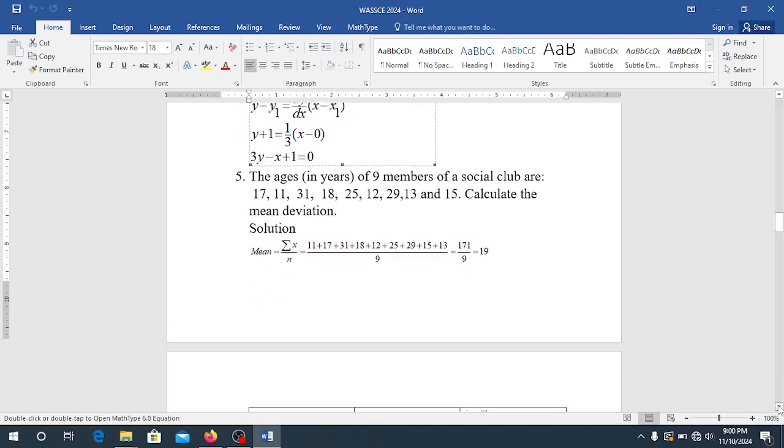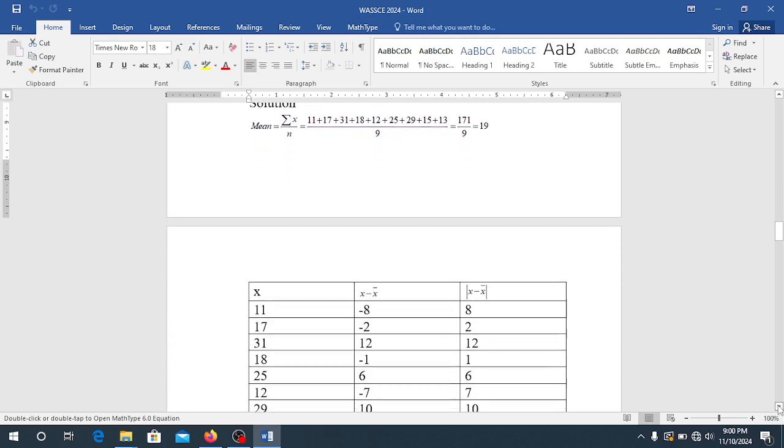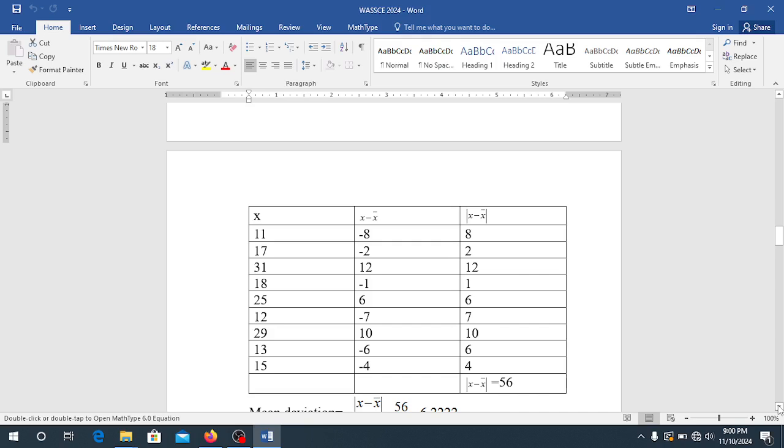To find mean deviation, you construct your table. You have x minus mean, the absolute value of x minus mean. So this is what we get. Absolute values will turn the negative to positive, and positive to positive. We have it here. Summing this value will give you 56.